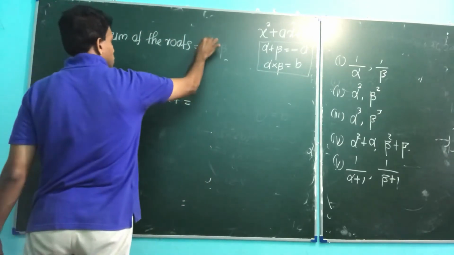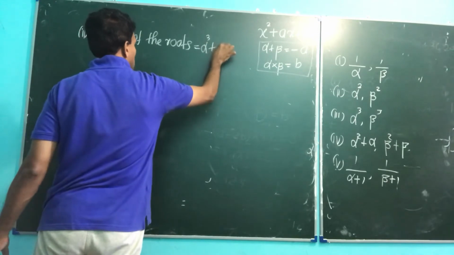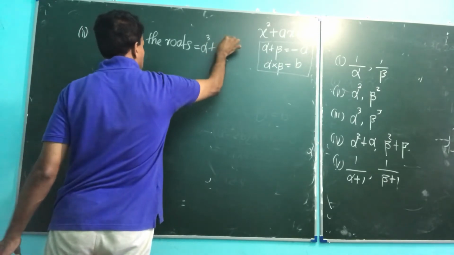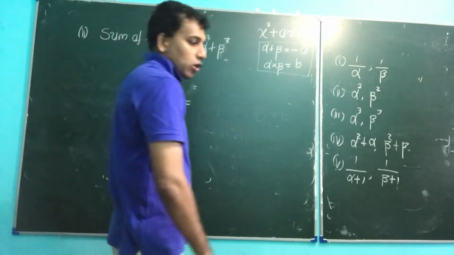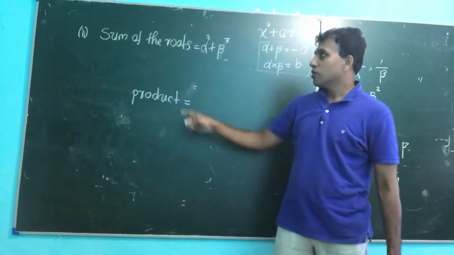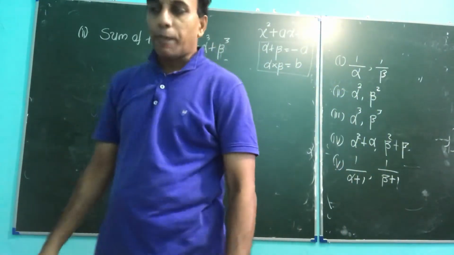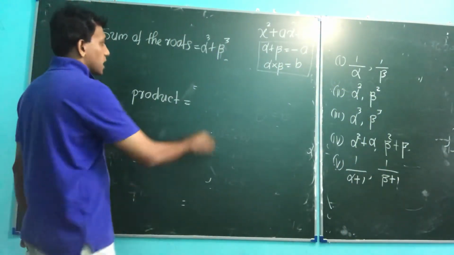Sum of the roots, alpha cube plus beta cube. We completed our first day's lesson successfully. How to find the value of this? We know only the pair of values, the summation and the product. So apply that to get this answer.